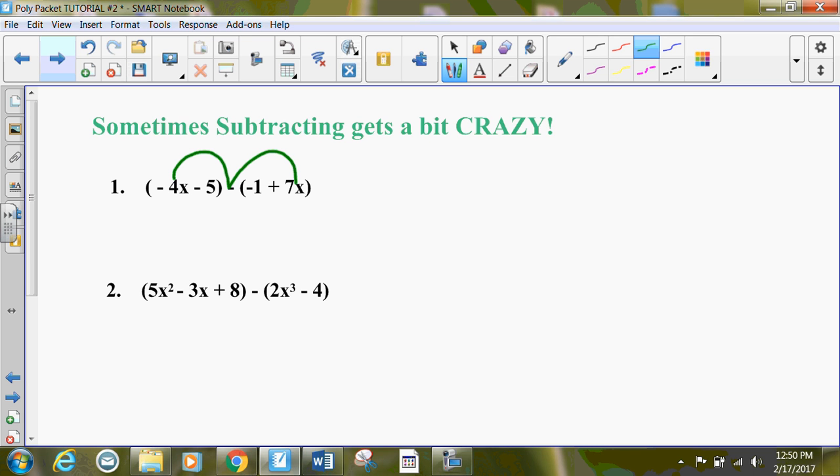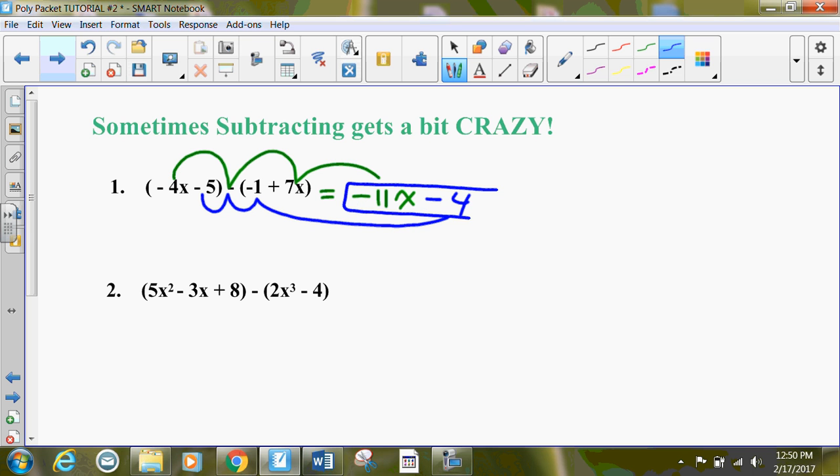So this is our first method. We could say negative 4x minus 7x. If we put negative 4 minus 7 in our calculator, we get a negative 11. So it's negative 11x. And then we can bounce off negative 5 minus a negative 1. If we put that in our calculator, we'd get a what? A minus 4. So here's our answer.